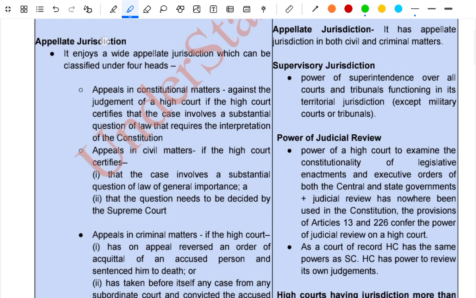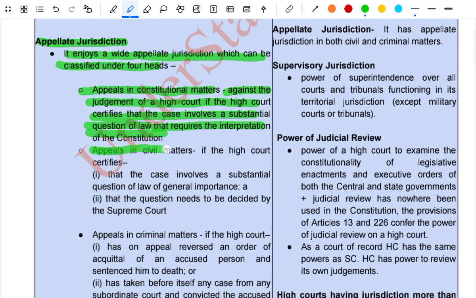Appellate jurisdiction. It enjoys wide appellate jurisdiction which can be classified under four heads. First, appeals in constitutional matters against the judgment of the High Court, if the High Court certifies that the case involves a substantial question of law that requires the interpretation of the Constitution.